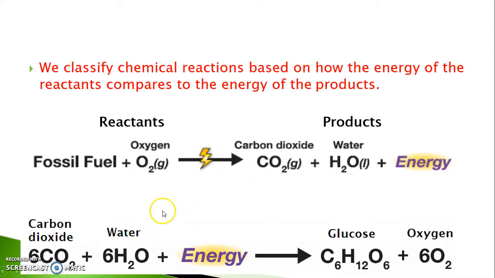Okay? The bottom one is an endothermic reaction. So carbon dioxide plus water are your reactants, plus energy, will make your products, which are just glucose and oxygen. So endothermic needs energy. Energy goes into the reaction. This is a common one where we find it in photosynthesis.